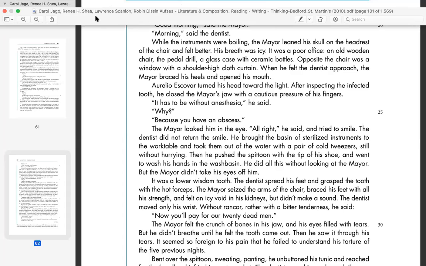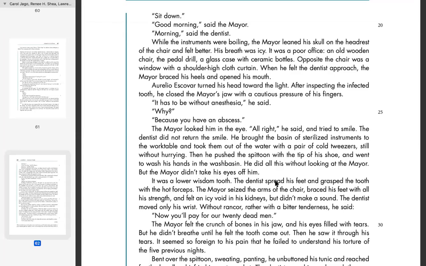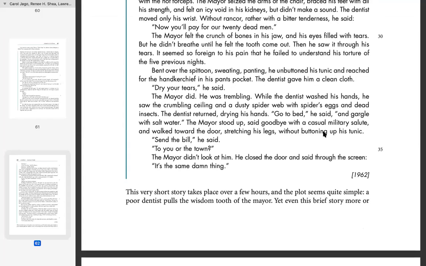The mayor felt the crunch of bones in his jaw and his eyes filled with tears, but he didn't breathe until he felt the tooth come out. Then he saw it through his tears. It seemed so foreign to his pain that he failed to understand his torture of the 5 previous nights. Bent over the spittoon, sweating, panting, he unbuttoned his tunic and reached for the handkerchief in his pants pocket. The dentist gave him a clean cloth. "Dry your tears," he said. The mayor did. He was trembling.